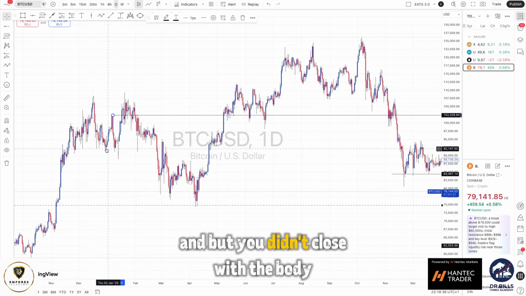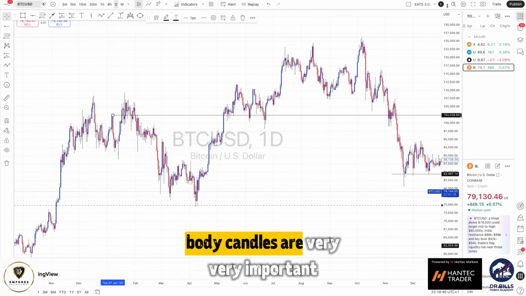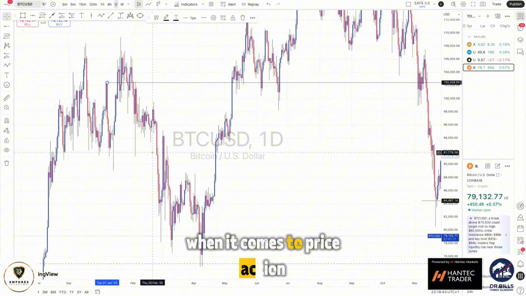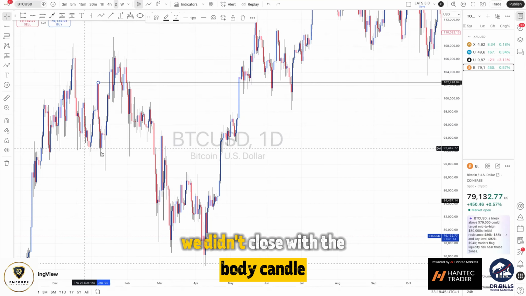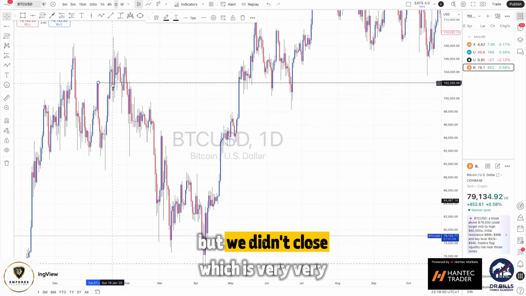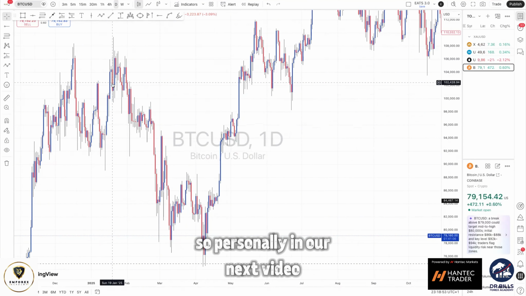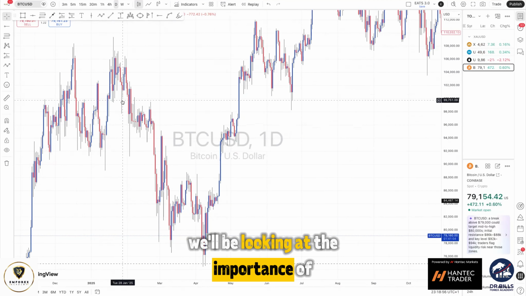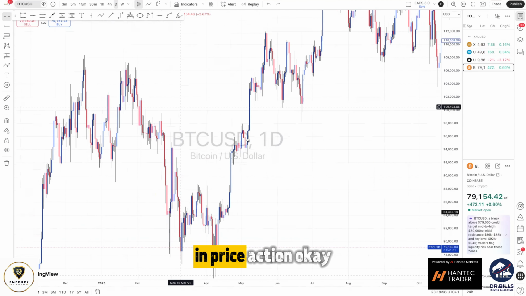Okay, but it didn't close with the body candle. Like I said, body candles are very, very important when it comes to price action. We didn't close with the body candle. If you look very closely, we just wick through, but we didn't close, which is very important. Possibly in our next video, we'll be looking at the importance of body candle closure in price action.